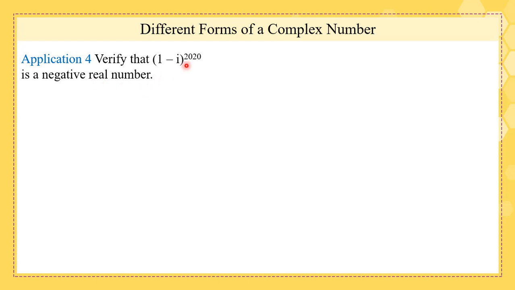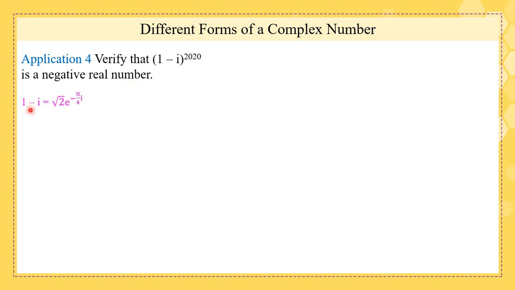Now this application verifies that this quantity is a negative real number. In fact, the exponential form is usually used when we have very big numbers. So write 1 minus i in exponential form, try to use the properties, and then try to simplify in order to get the negative real number. Do it alone.